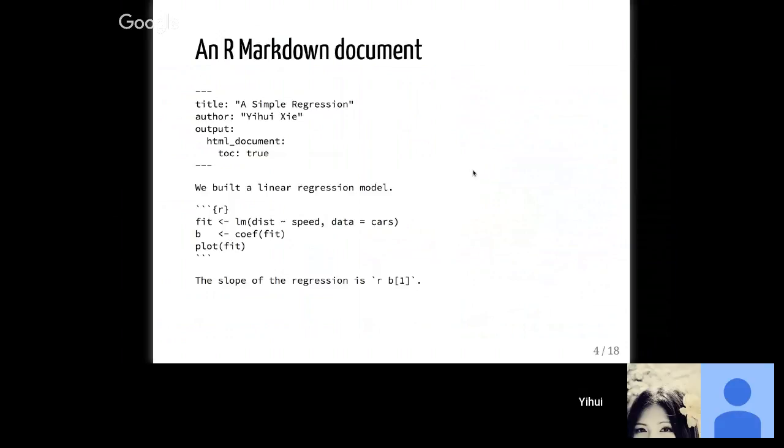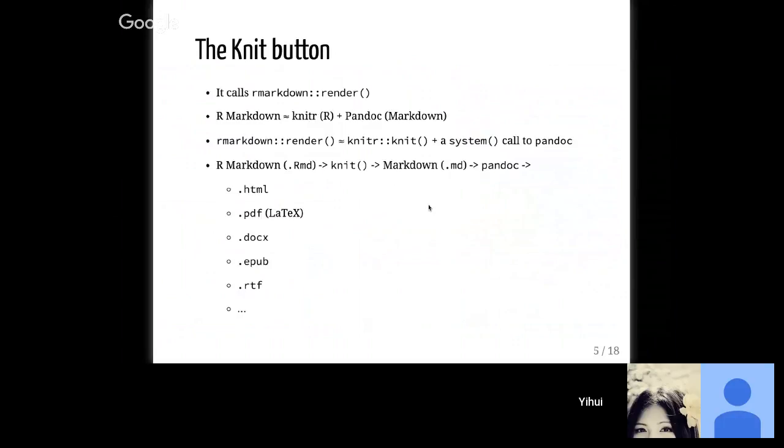And then I want to talk briefly about the knit button I just showed you in RStudio, because it's important to understand what it actually does so that, for example, you will know where to look for documentation. When you click that knit button, it calls a function in the R package named rmarkdown. It calls the render function to compile this document.